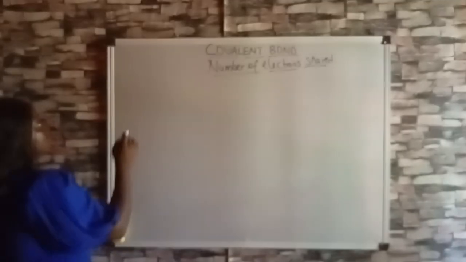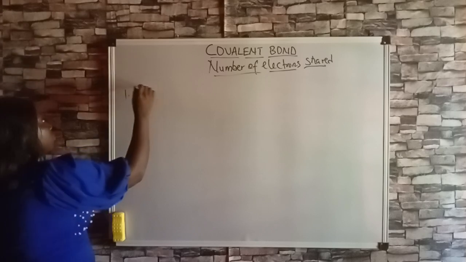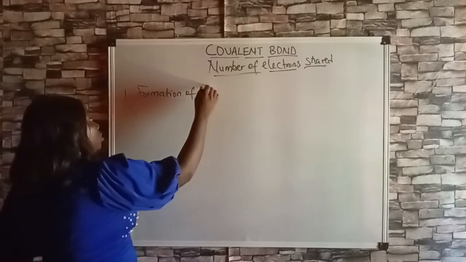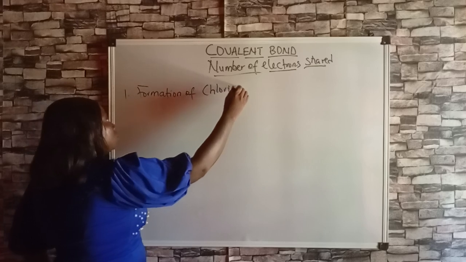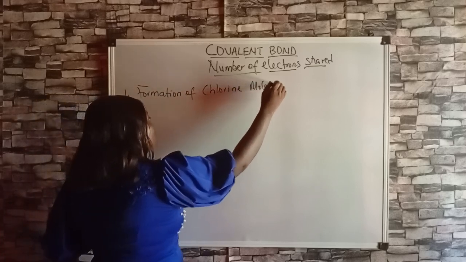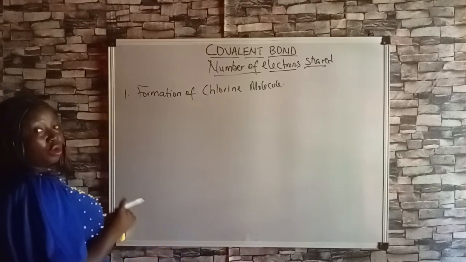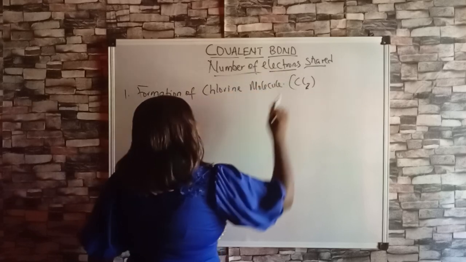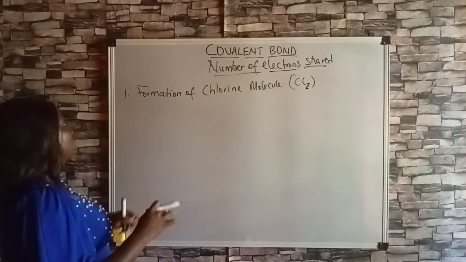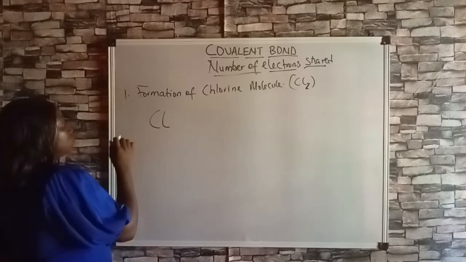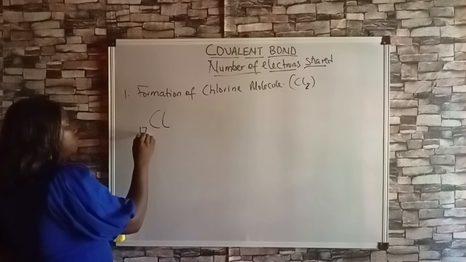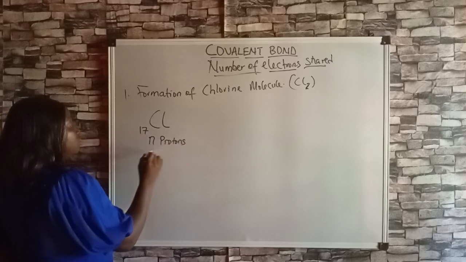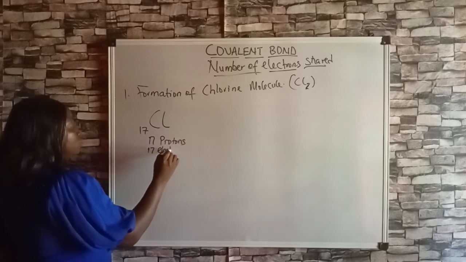Let's consider, one, the formation of chlorine molecule. Chlorine, we know, has the chemical formula Cl2. This is the reaction between two chlorine atoms, and chlorine we know is a group 7 element with atomic number 17, which means it has 17 protons and 17 electrons.